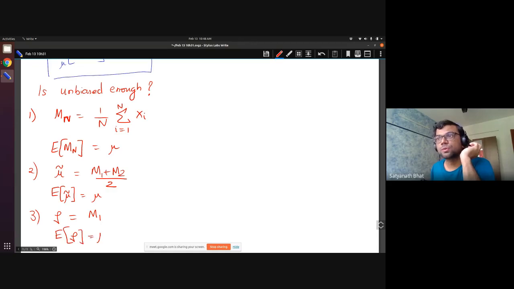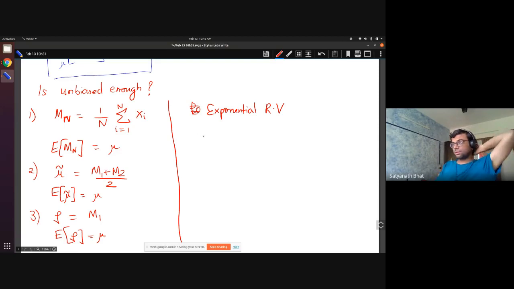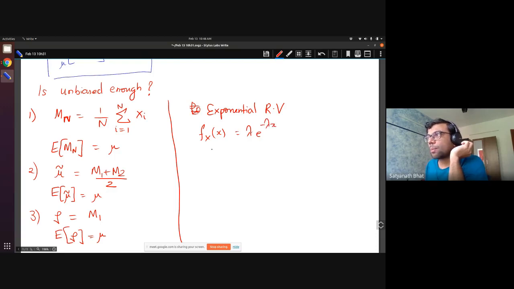Okay, so this is one set of issues. Next, if you look at an exponential random variable, exponential random variables have this kind of density: lambda e power minus lambda x. The property that the exponential has is that the expected value of X is equal to the variance of X is equal to 1 over lambda. I hope it is 1 over lambda, or no, it's lambda.